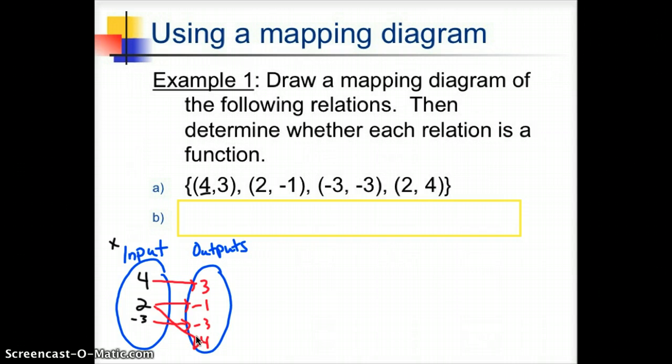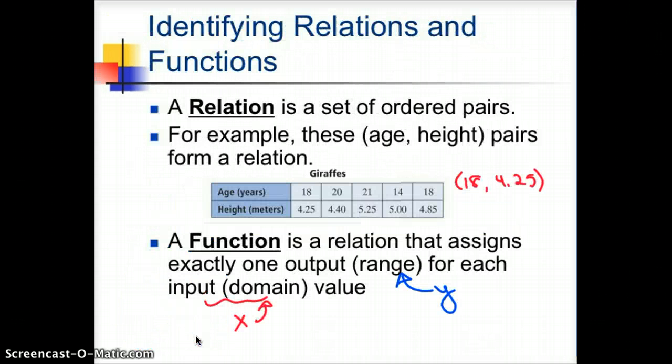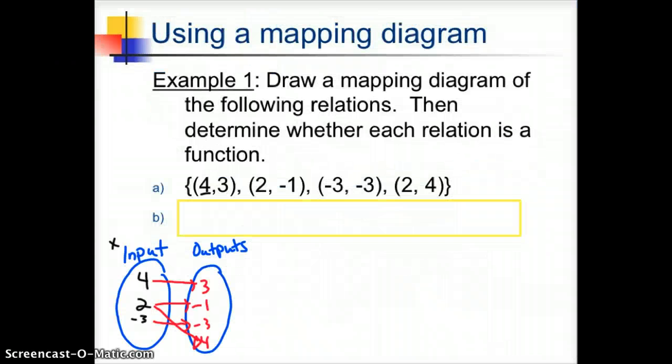So if we look back, I'm just going to flip back to the last slide. I'm going to remind you that a function is a relation that assigns exactly one output range for each input domain value. So you can see here that the input 4 has one output, but the input 2 has more than one output. So because of this 2 right here has more than one output, we would say this is not a function. Okay, it's just not a function because the input 2 has more than one output. It goes to both -1 and +4.